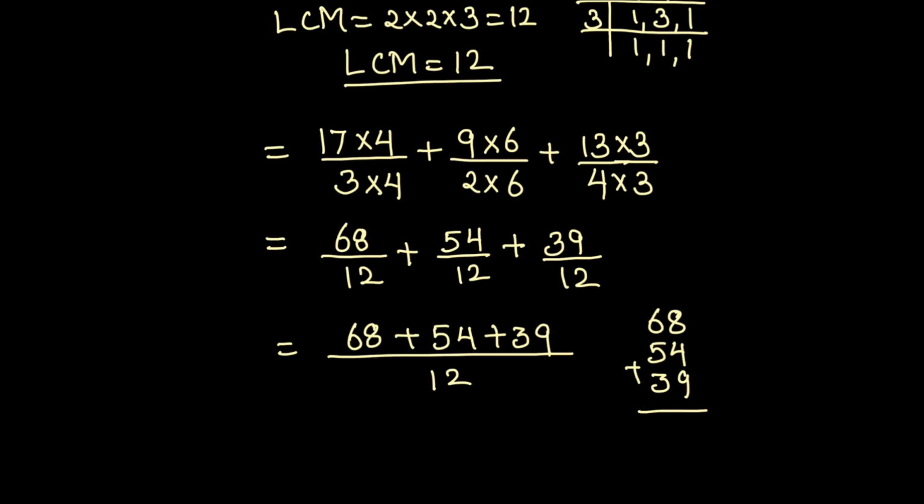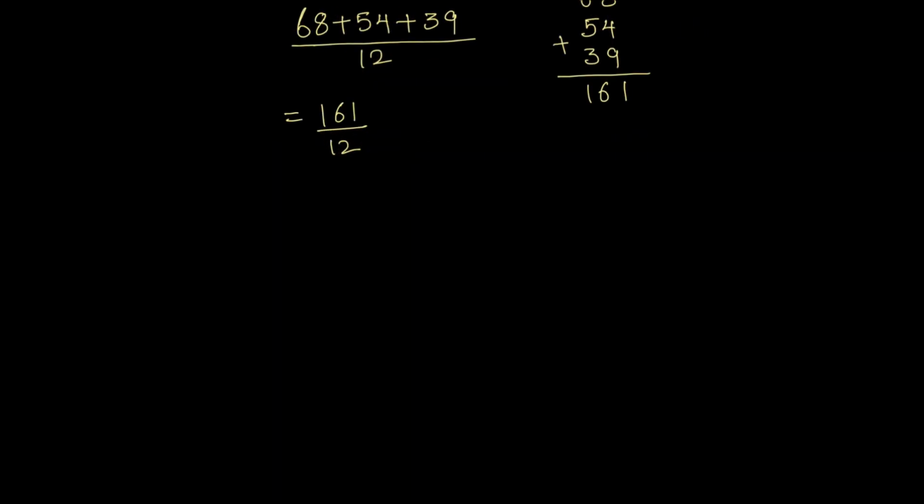So that's 8 plus 4 is 12. 12 plus 9 is 21. So 2 will be carried over. 2 plus 6 is 8 and 8 plus 8 is 16. So that's 161. So 161 divided by 12. Our fraction comes out to be 161 upon 12. This is an improper fraction.